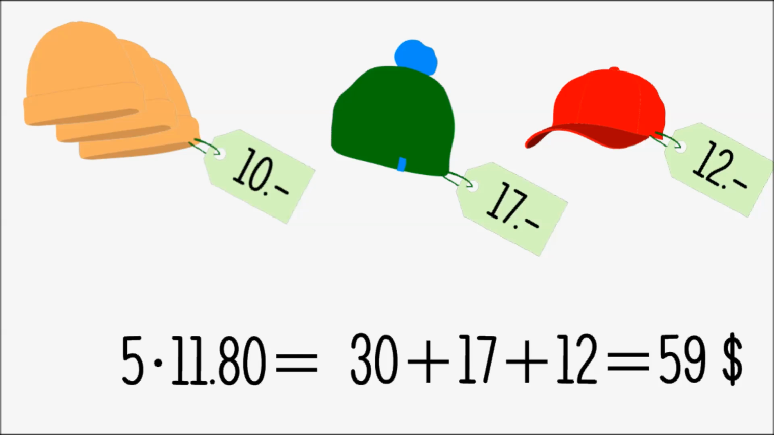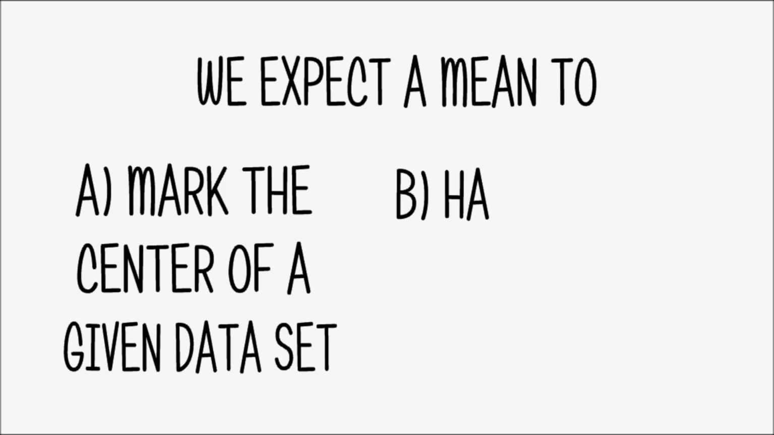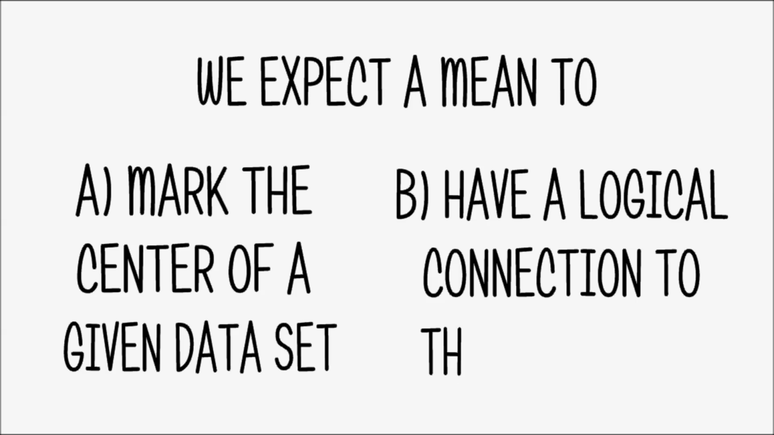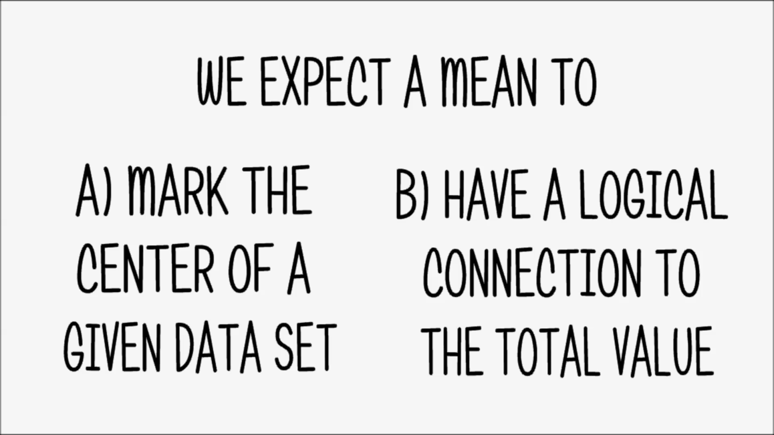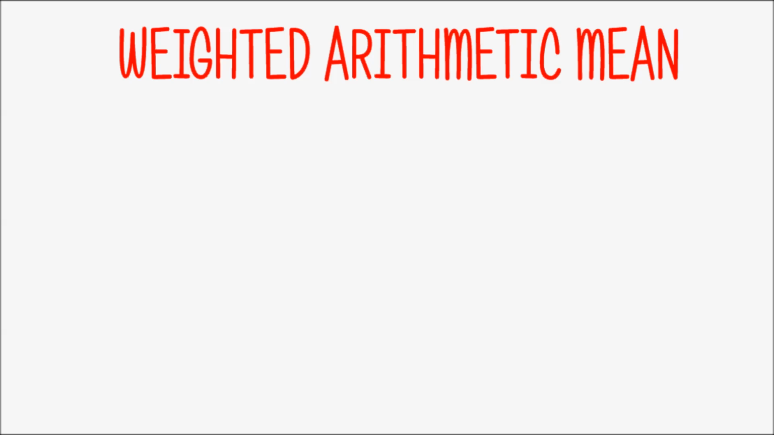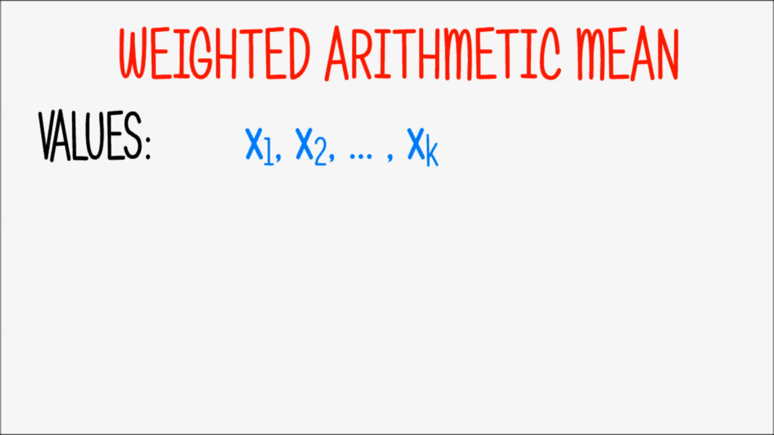Let's note down that second expectation. We expect a mean to have a logical connection to the total value. Let's also note down the generic formula which the second customer used. That formula is called weighted arithmetic mean, and the values, in case of the customer, these values were prices, we call again x1, x2 up to xk.